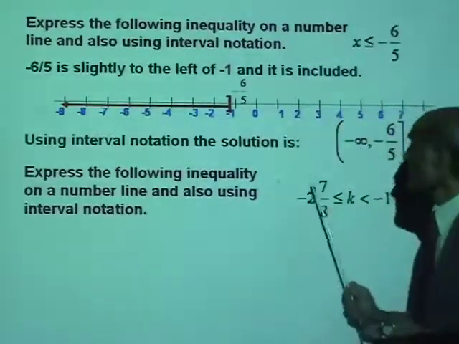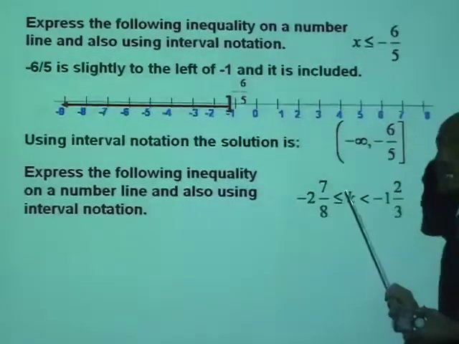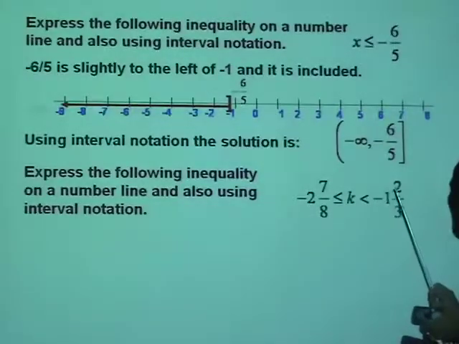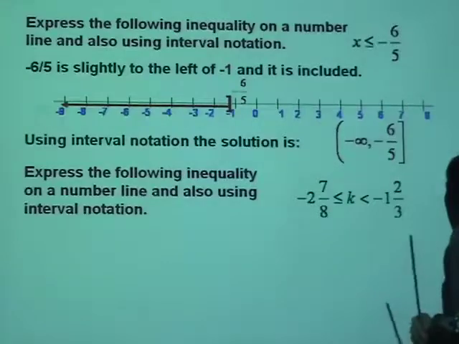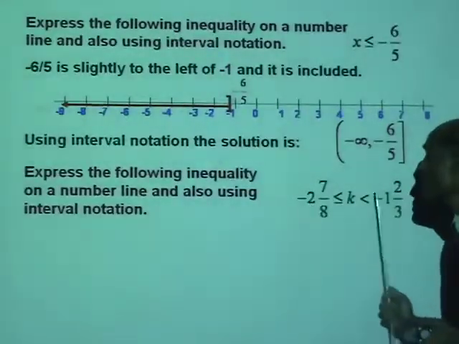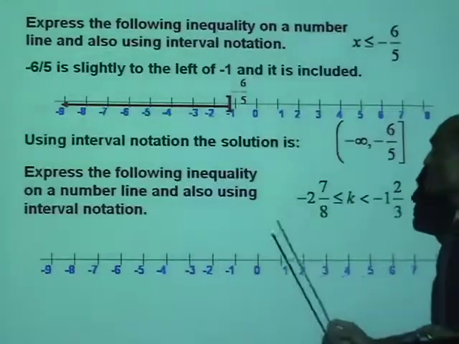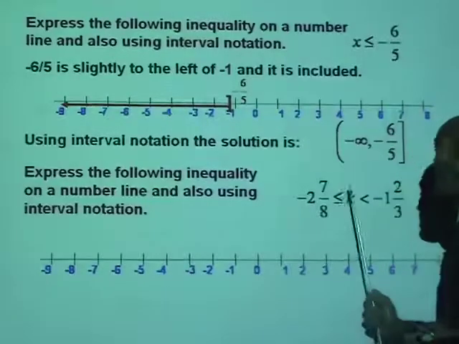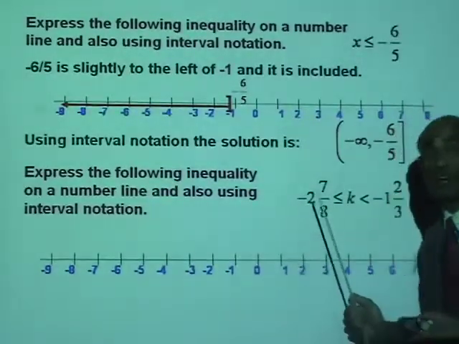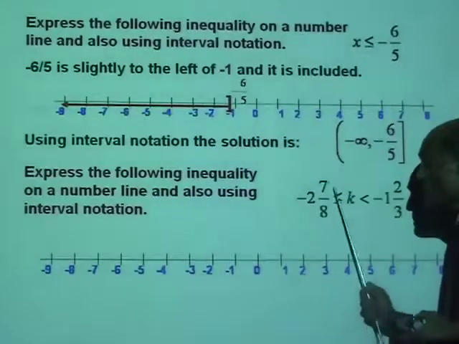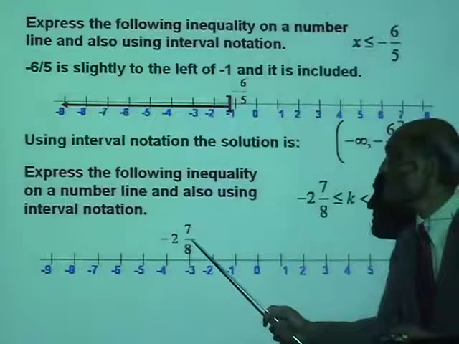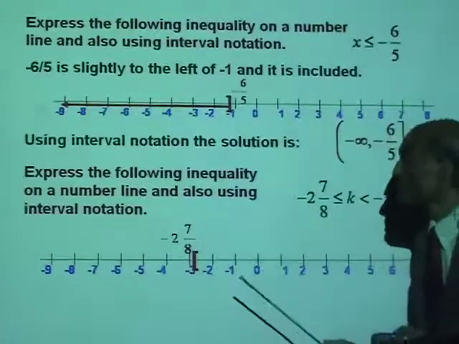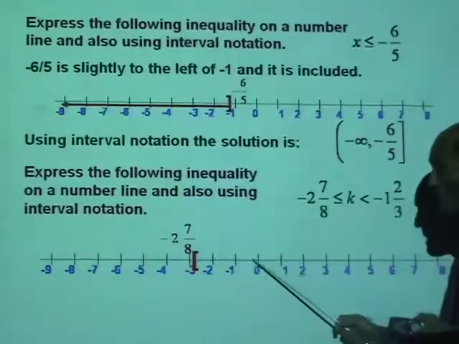Another one. -2 and 7/8 less than or equal to k less than -1 and 2/3. Well, can you locate these numbers on the number line? -2 and 7/8 will be somewhere here. Will we use a parenthesis or a square bracket there? Less than or equal to. This is included. So -2 and 7/8 is included. There you are. -2 and 7/8 square bracket facing right.